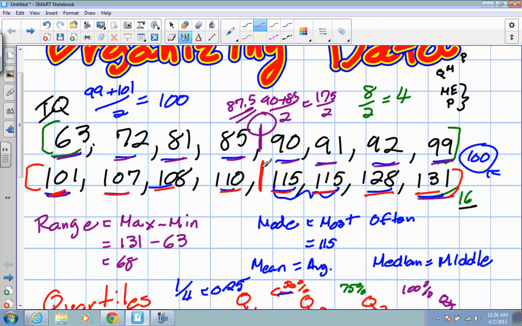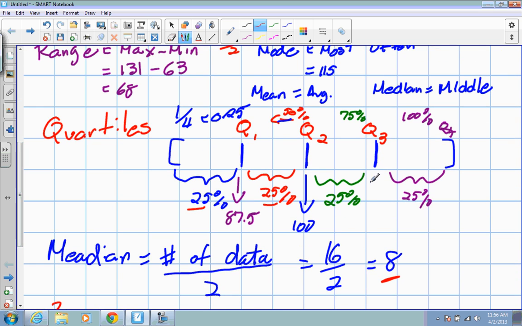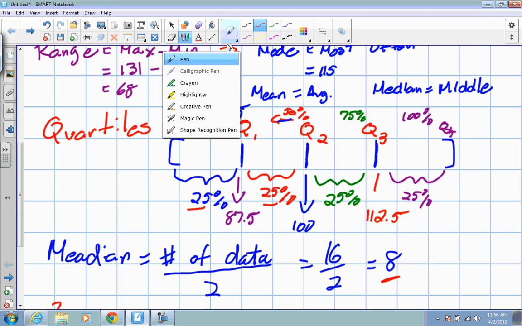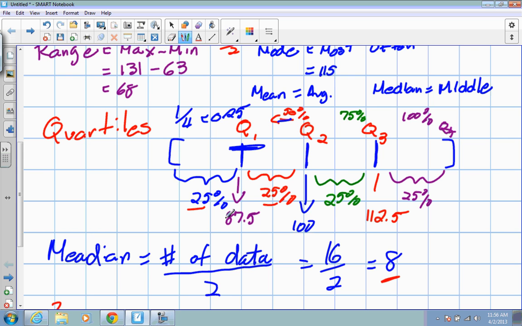For quartile 1, anything lower than 87.5 would be in the first 25th, or the first quarter of the information. Anything between 87.5 and 100 would be in the second quartile of information. Anything between 100 and 112.5 would be in the third quartile of information, and anything greater than 112.5 would fall under the fourth quartile of information.